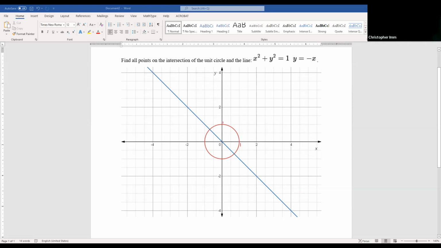So every radius of this unit circle is 1. And that's what they call the unit circle. It's given by this equation, x squared plus y squared is equal to 1. So it's centered there at the origin, has a radius of 1.